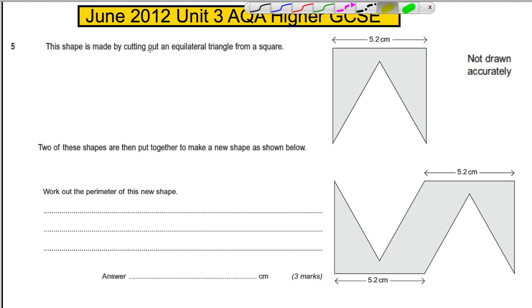This shape is made by cutting out an equilateral triangle from a square, this shape here. So straight away, as this was a square, I know this must be 5.2. Make sure you draw that in because this is going to help you immensely.